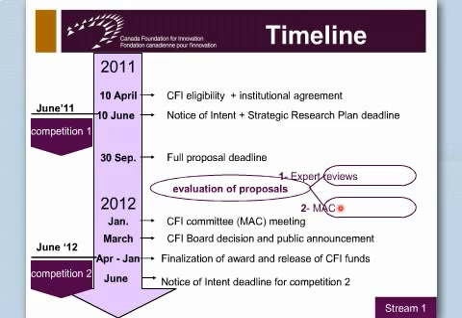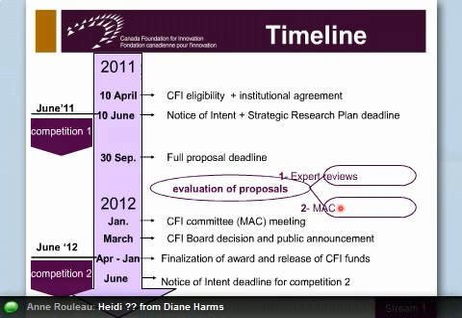Depending on the province, there might also be a parallel review of the proposals, but we're all working together to meet the same deadlines. So the main deadline is that our multidisciplinary committee will meet in January. In March, the recommendations of the committee will be approved by our board of directors, and shortly following that will be the public announcement.